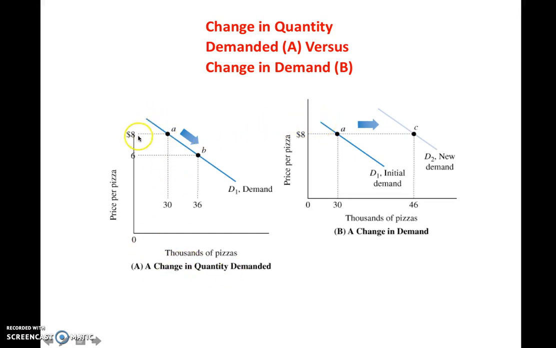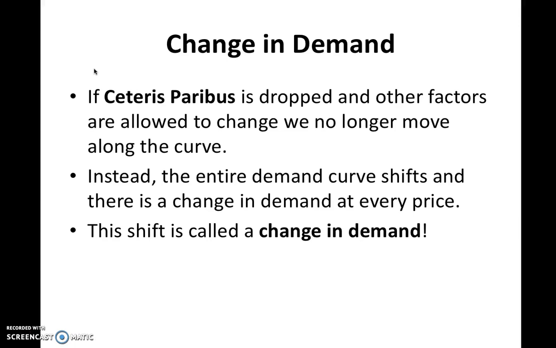But change in quantity demanded is a change in price only. You're staying on the curve, moving up and down. Change in demand is a complete shifting of a curve to the left or the right, like we saw a little while ago when we were just demoing that and getting started. If ceteris paribus is dropped, you're going to have these curves moving, is basically what all this is talking about right here. So I'm going to move on.